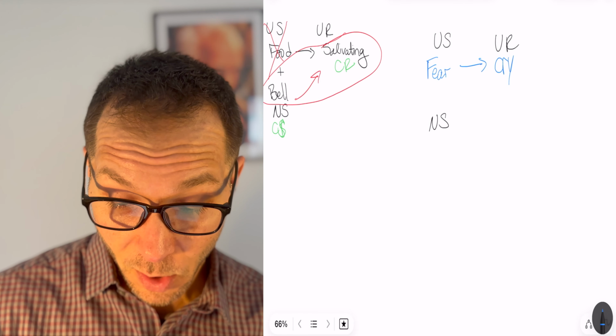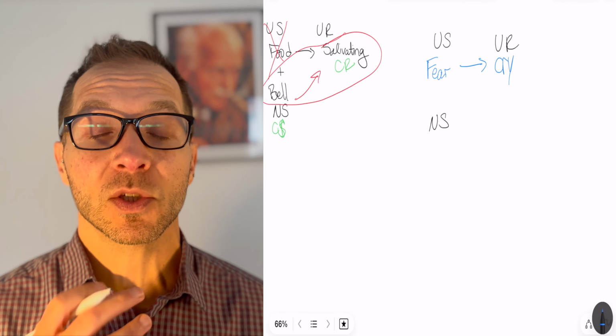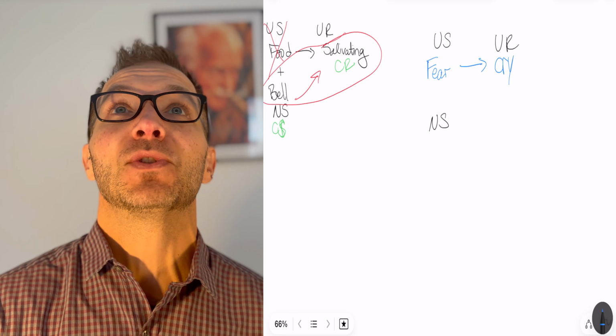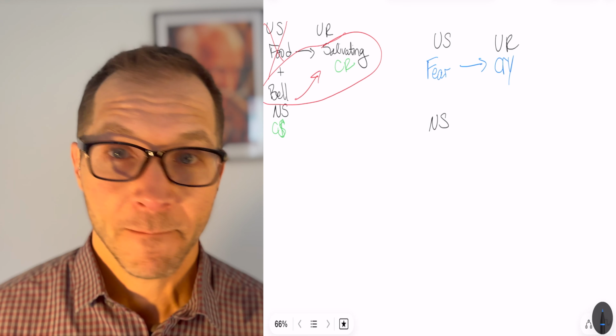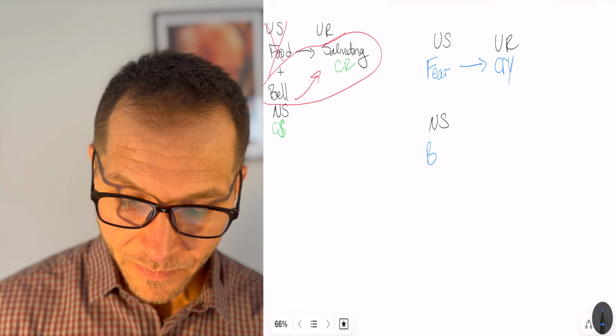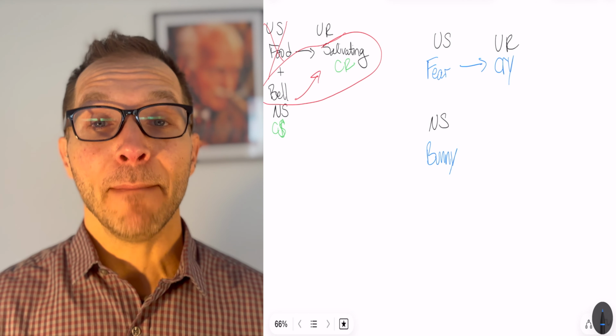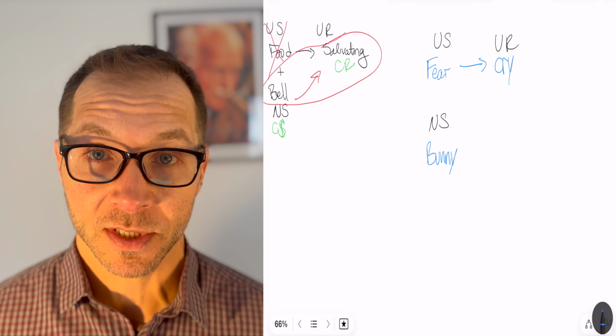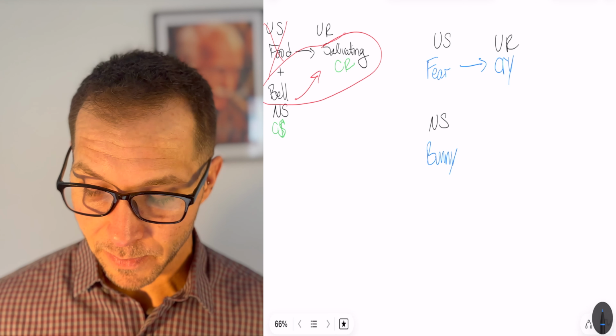So then in this story, what is the neutral stimulus? What previously had nothing to do with fear or crying? The bunny, absolutely. So the bunny, at that point in time, was neutral to this initial biological relationship.